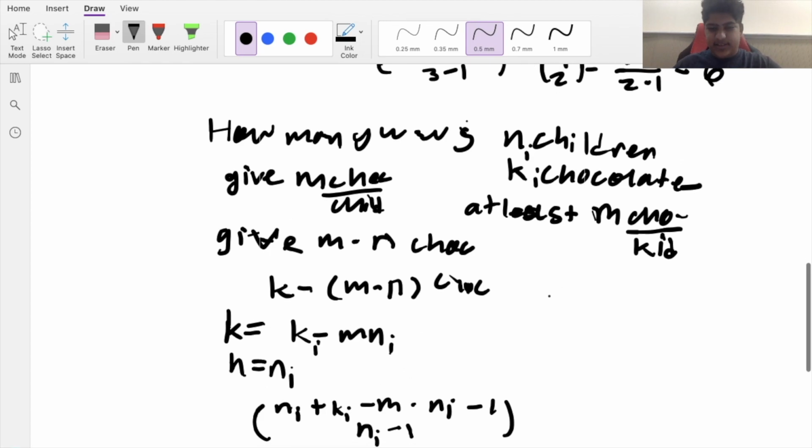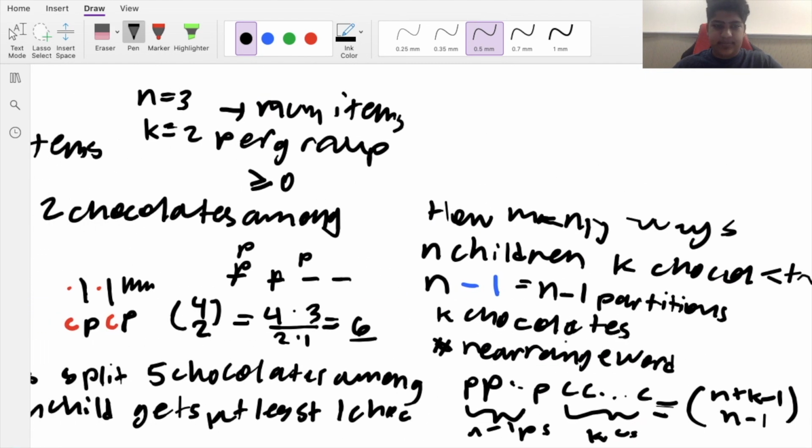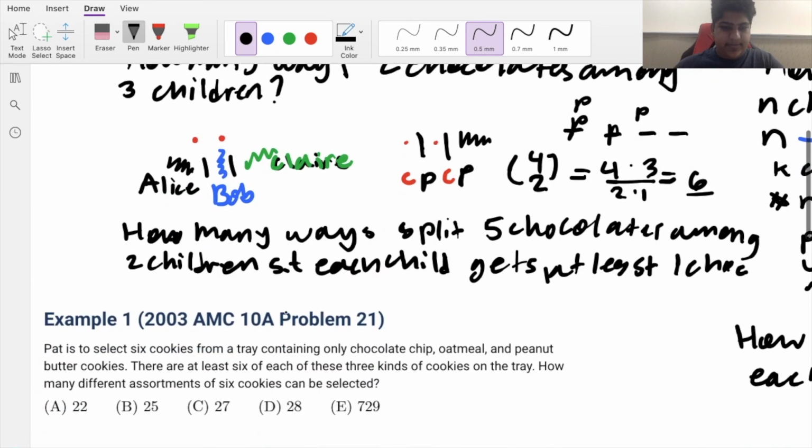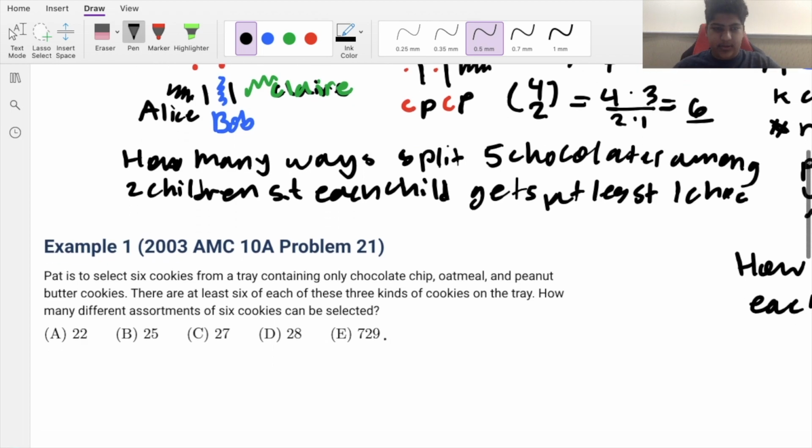Now for this, once again, we have to impose another restriction, which is that m times n is less than k, and for the initial values. So now that we've cleared that, let's try doing some example problems. So here we have the 2003 AMC 10A problem number 21.